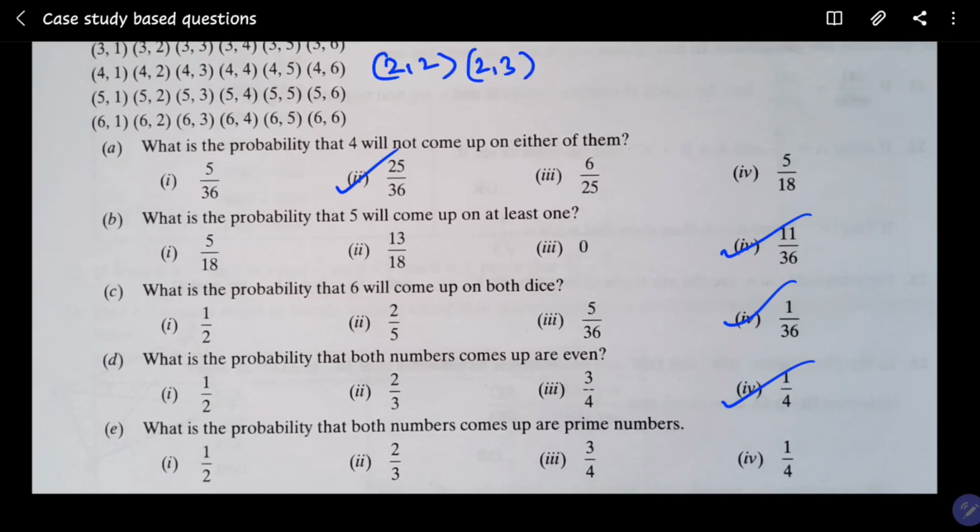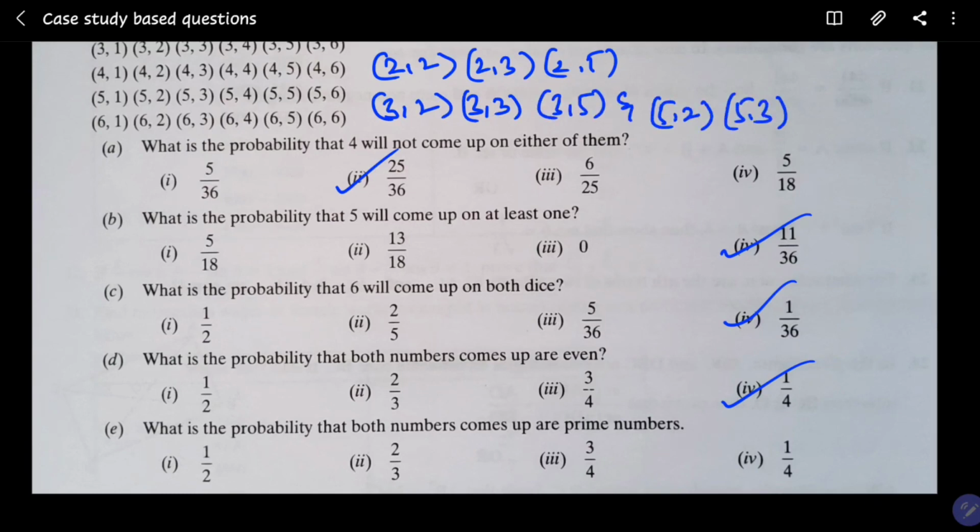And let us see the final question for today. What is the probability that both the numbers that come up are prime numbers? Here the prime numbers below 6 are 2, 3, 5. So let us list the combinations. Then we'll be getting totally 9 combinations. So 9 by 36 is the probability. If you simplify it, we'll get 1 by 4 as the answer. So fourth option is the correct one.